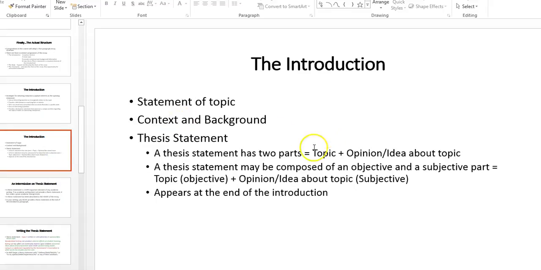So after that, other things that need to be included in the introductory paragraph is just some basic context or background information about your topic, right?